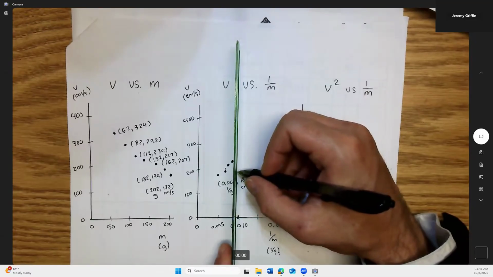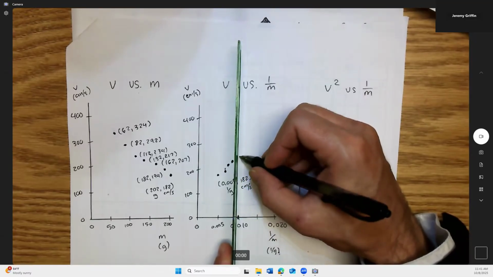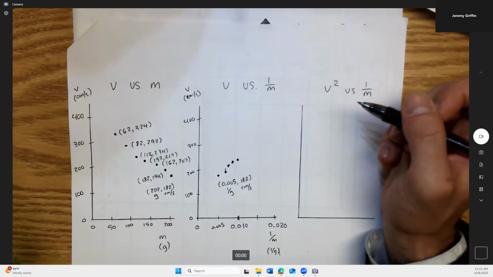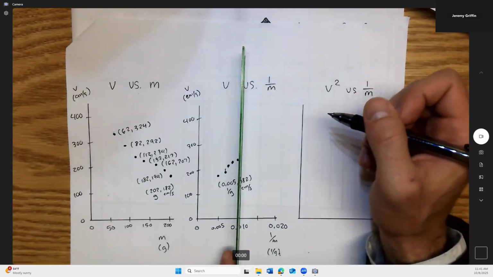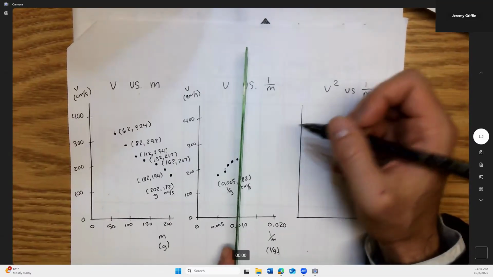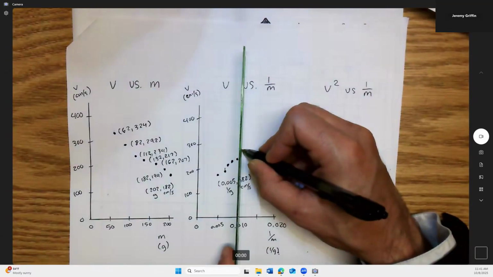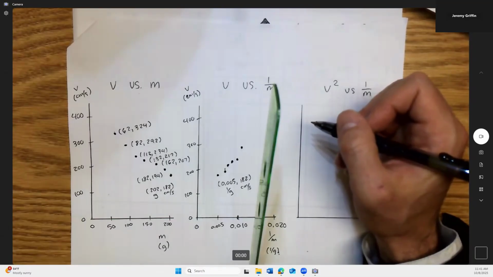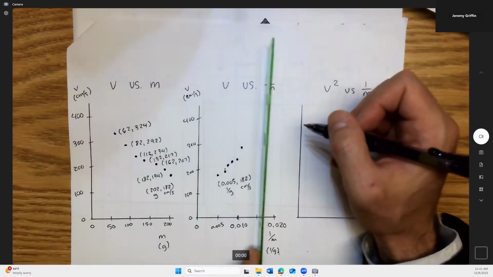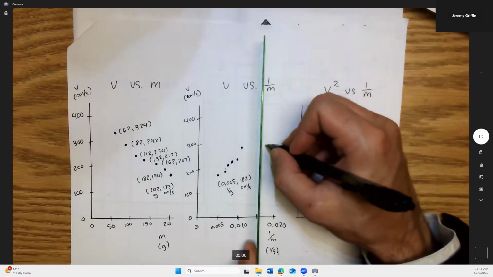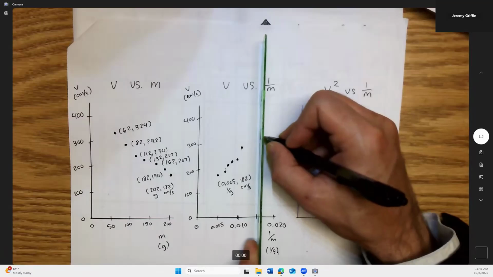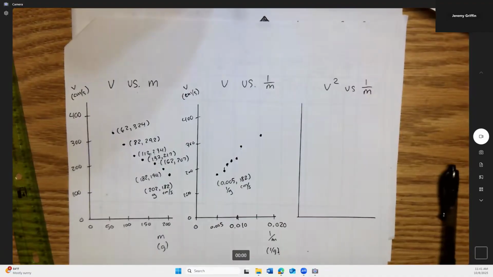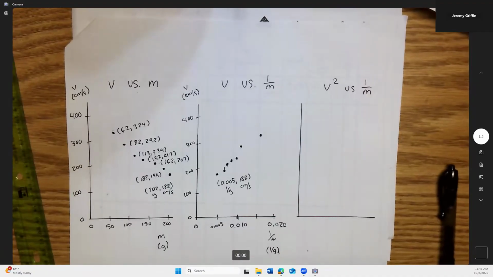All right, next point. 0.009 and then 234. 234. Next point. 0.01 and 292. 292. And last point. 0.016 and 244. Yeah, that's about what that should look like right there.